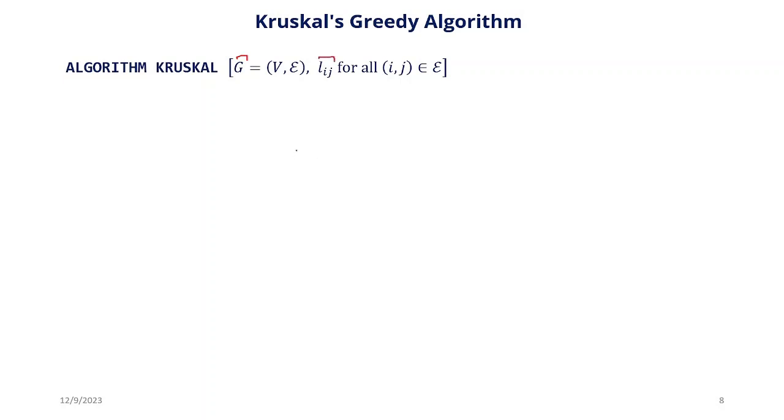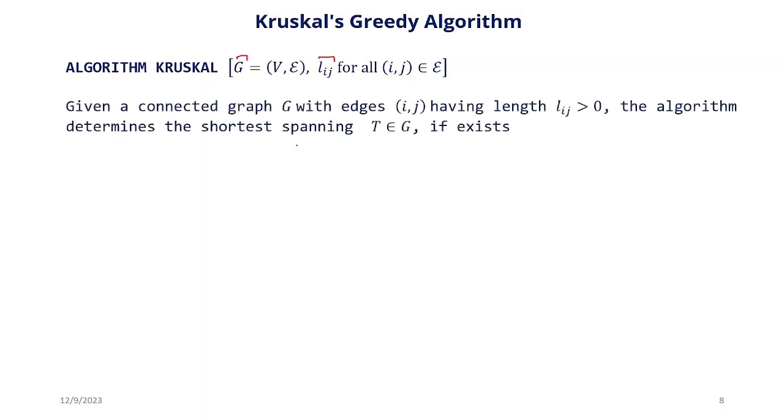together with the edges, the weight of the edges or the length of the edges or whatever I want to describe it. So given a connected graph with edges having length Lij greater than 0, the algorithm determines the shortest spanning tree in G if it exists. So the inputs are the edges of G and their lengths.